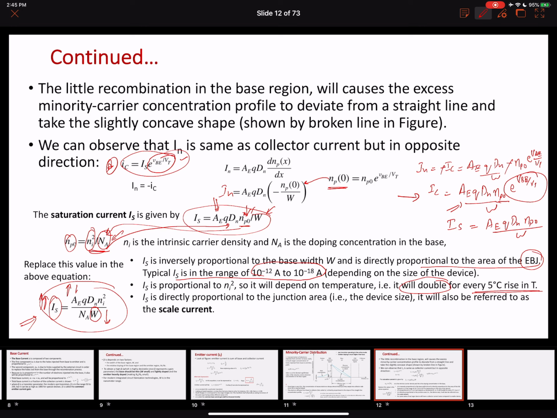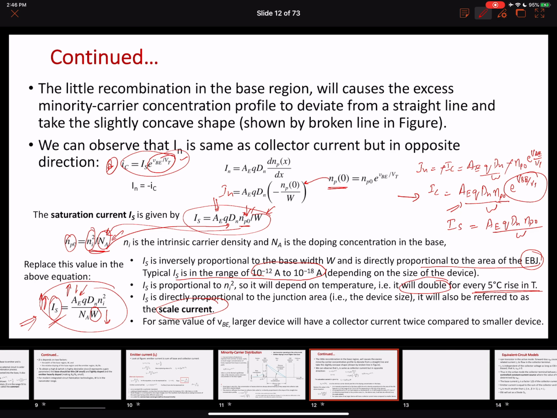We already talked about this, that the scaling current is directly proportional to the junction area. That is why it's also called a scaling current. I discussed it briefly earlier, because it scales with the size of the device, right? So if we have a larger device, its collector current will be larger as well. If we have a larger device, the scaling current will be larger and the collector current will be larger compared to a smaller device.